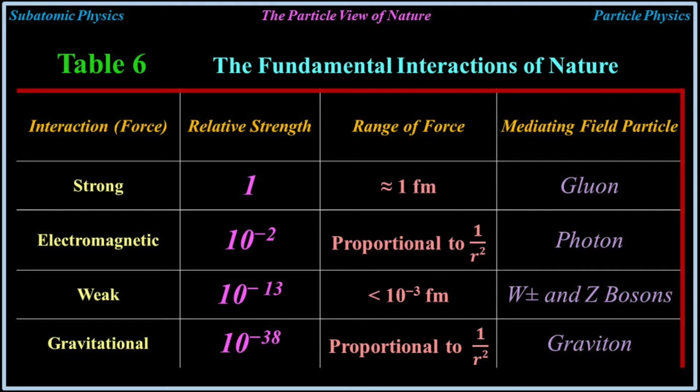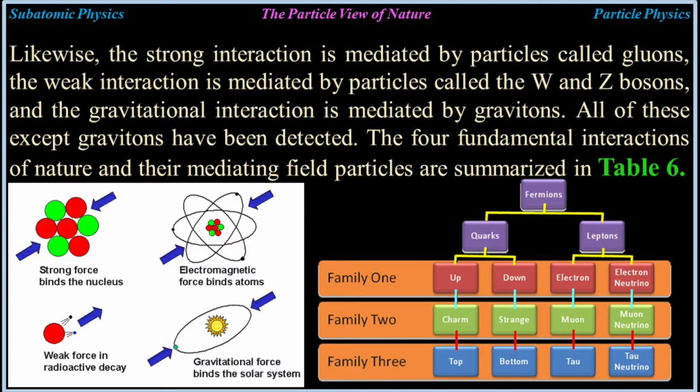Strong, electromagnetic, weak, and gravitational: the fundamental interactions of nature. Likewise, the strong interaction is mediated by particles called gluons. The weak interaction is mediated by particles called the W and Z bosons. And the gravitational interaction is mediated by gravitons. All of these except gravitons have been detected. The four fundamental interactions of nature and their mediating field particles are summarized in Table 6.